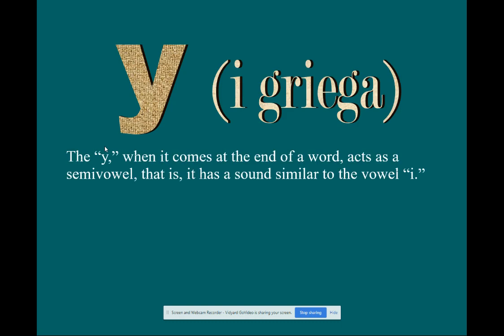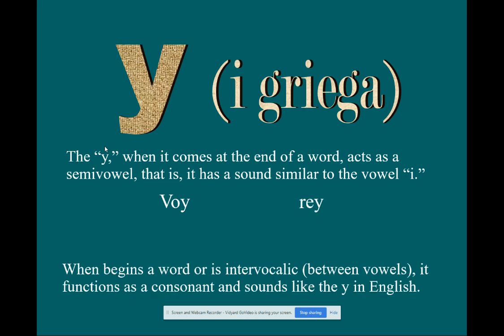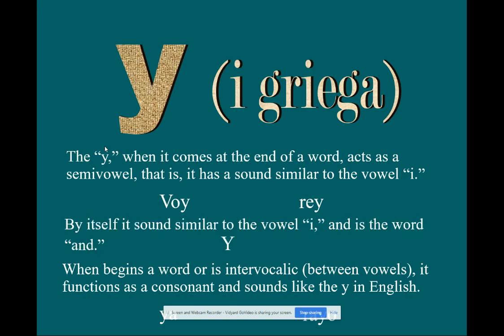Y. The Y, when it comes at the end of a word, acts as a semivowel, that is, it has a sound similar to the vowel E. Voy, rey. When it begins a word, or is intervocalic between vowels, its function is a consonant and sounds like the English Y. Ya, rayo. By itself, it sounds similar to the vowel I and is the word and.